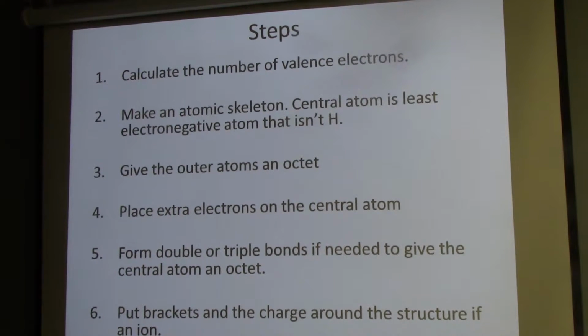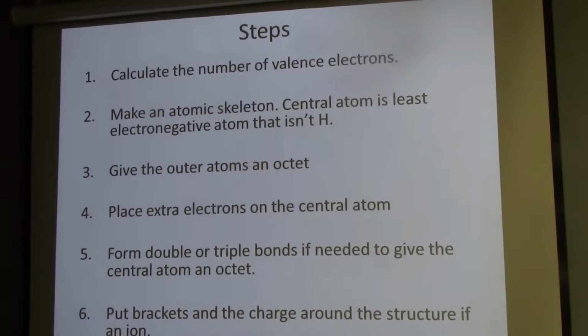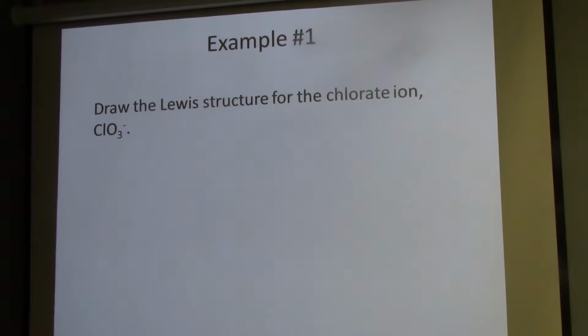Calculate valence electrons, make a skeleton, give everyone an octet, extras go on the central atom, form double and triple bonds only if needed, and then don't forget brackets around ions. So let's do this one together. Draw the Lewis structure for chlorate, ClO3-.